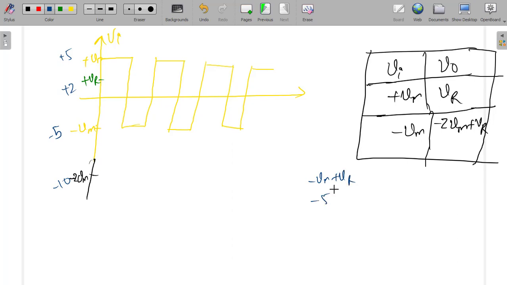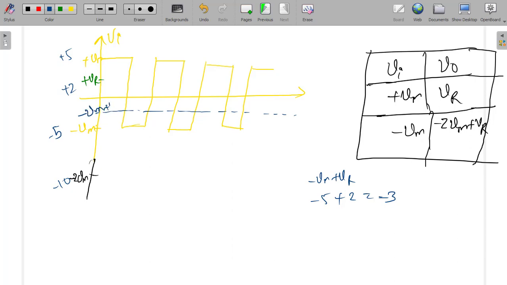So minus Vm plus Vr is going to be minus 5 plus 2, that will be minus 3. Minus 3 will be above minus 5, approximately here. This will be my minus Vm plus Vr. This is the position of minus Vm plus Vr.